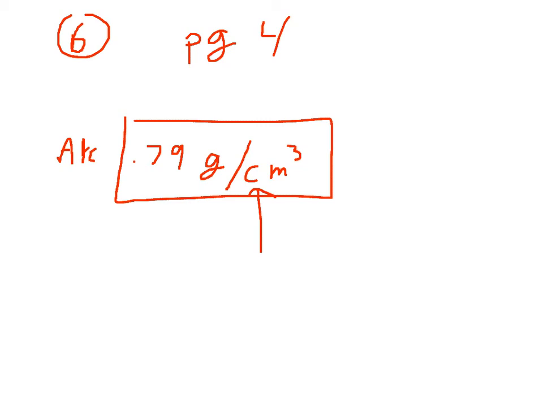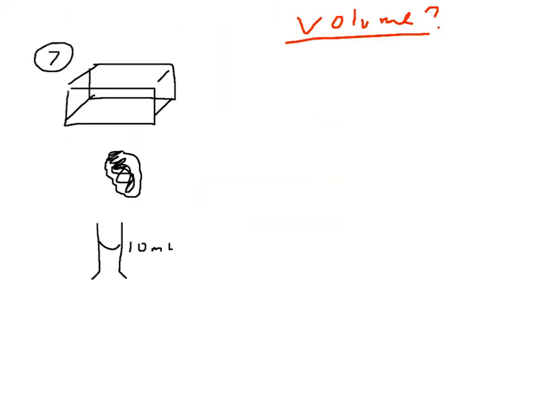So for number 6, all you got to do is find gold, water, silver, and alcohol and write down the numbers you see there because those are the densities. Hey, question number 7 is just a quick reminder how you calculate volume for different types of objects.